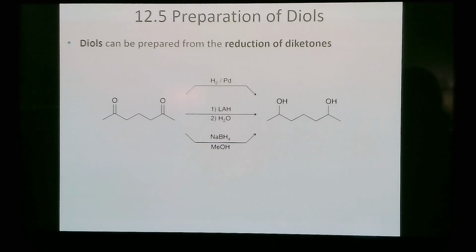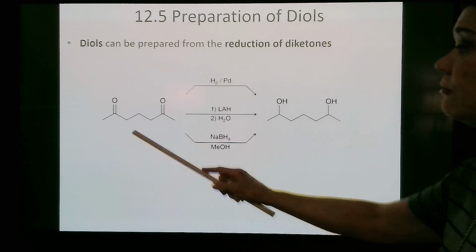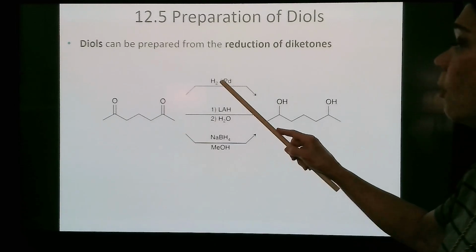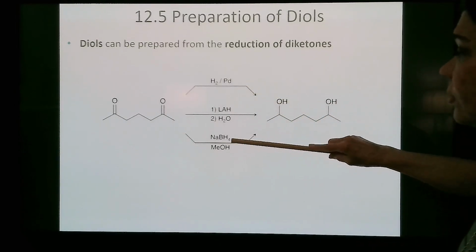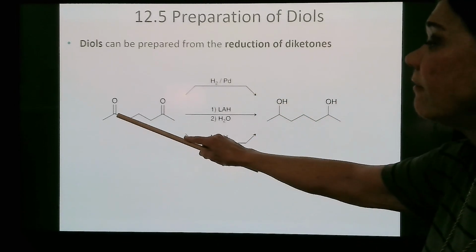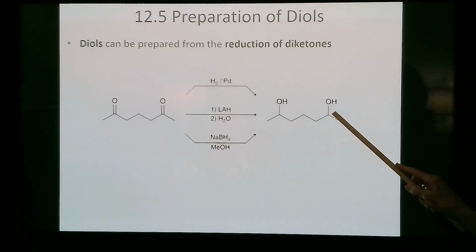Diols can obviously be prepared from the reduction of diketones, and so by any of the 3 methods that we just discussed, you can convert this dione into a diol.